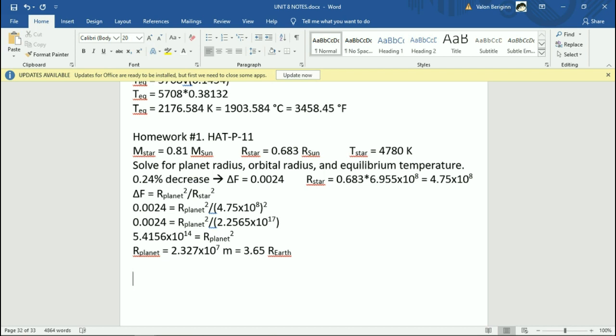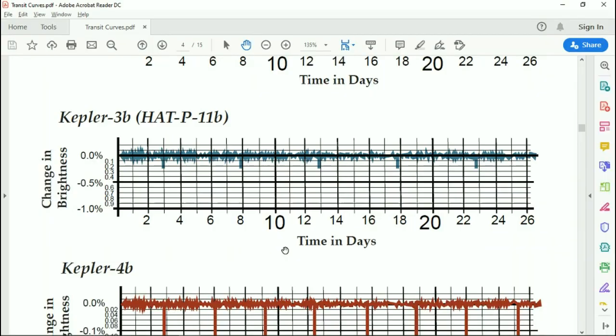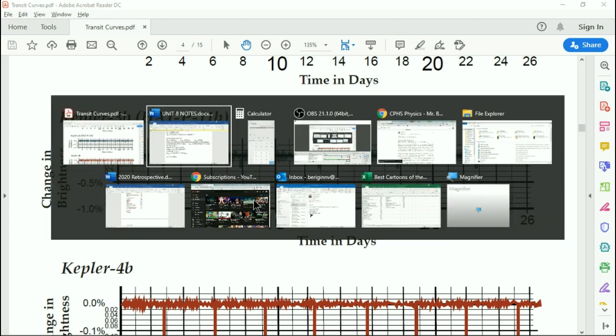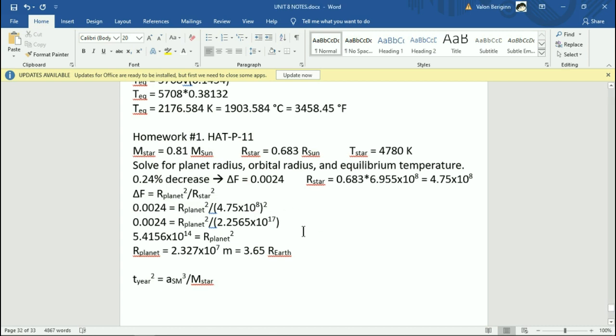We're on orbital radius. Okay, so we have T year squared equals the semi-major axis cubed divided by m star. Okay, so we have m star, that's 0.81. The year. Okay, so let's look at the graph again. We start a little bit less than 3, and it goes to a little bit less than 8, and then 13. It's getting a little bit less and less each time, away from the line. So 3 to 8, but a tiny bit less than that. So it's a little bit less than 5. I guess you could probably put 5 days and say that's close enough. I'm going to be picky and say that it's 4.9 days.